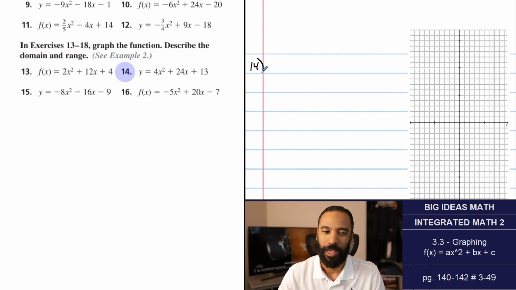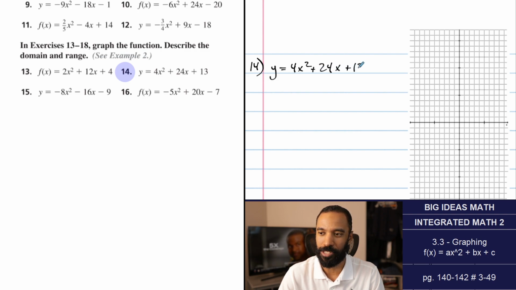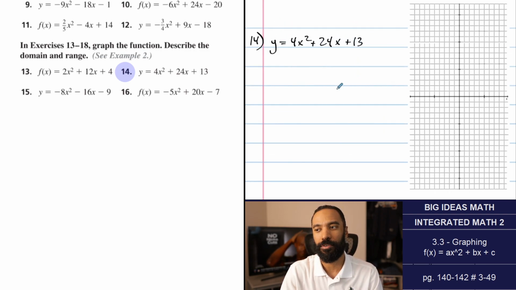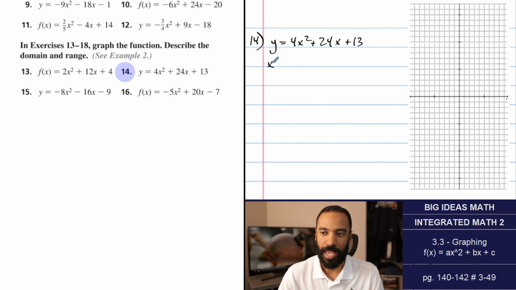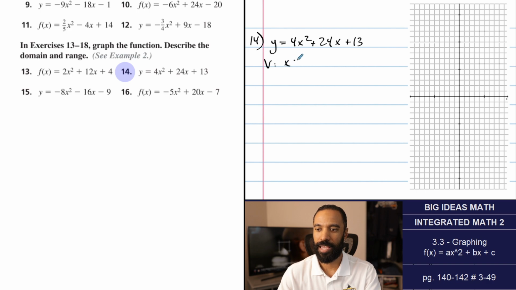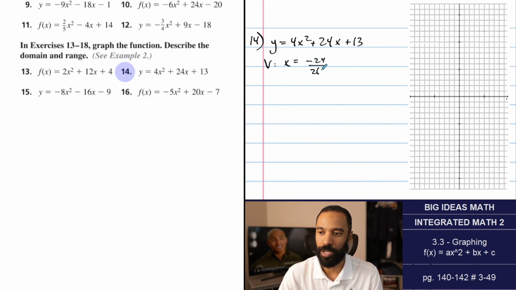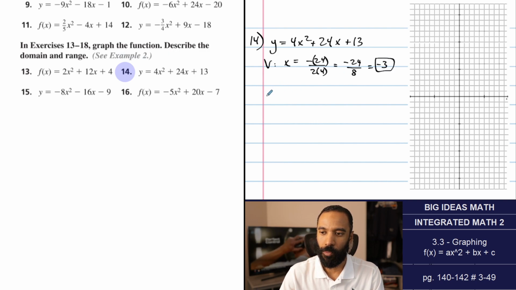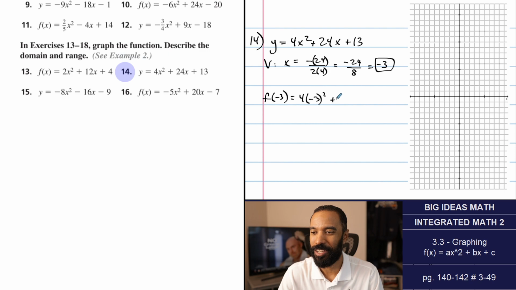Number 14, we have y equals 4x squared plus 24x plus 13. My, oh my. What is our vertex? Our vertex is x equals negative b over 2a, which is negative 24 over 8, which is negative 3. Your y value for that, f of negative 3: 4 times negative 3 squared, 9 times 4 is 36. Plus 24 times negative 3 is negative 72. 36 minus 72 is negative 36. Plus 13 is negative 23.